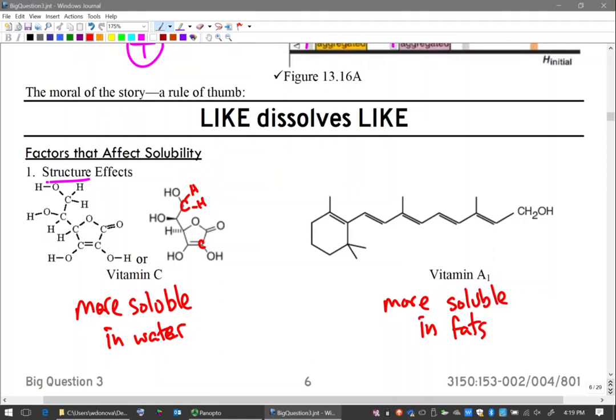Vitamin A is a fat-soluble vitamin, and there are others. Vitamin C is a water-soluble vitamin because of like dissolves like. Look at all the places you can form hydrogen bonds on a vitamin C molecule. There's one, there's one, there's one, there's one, there's one, there's one. The O's could form hydrogen bonds with H's on water. The OH's could form hydrogen bonds with the O's on water. There's tons of places for hydrogen bonding. So vitamin C is very water soluble.